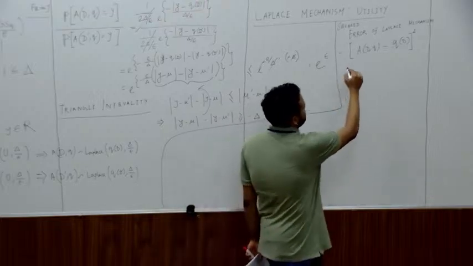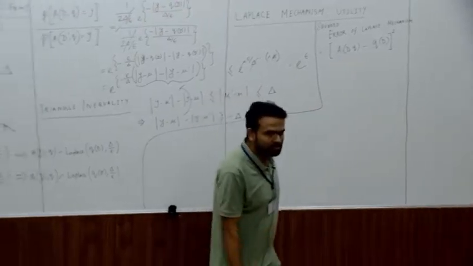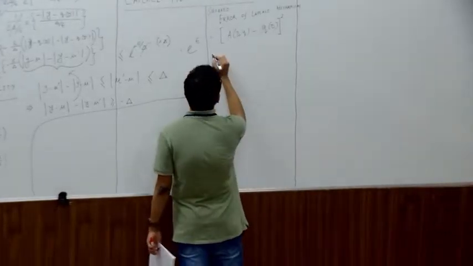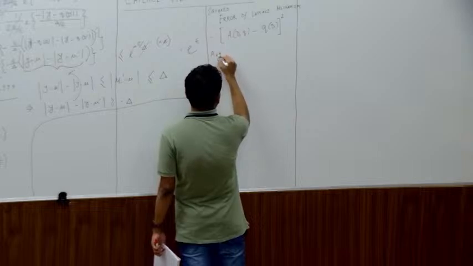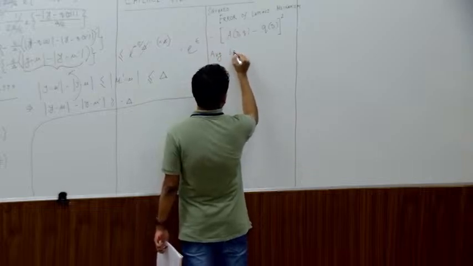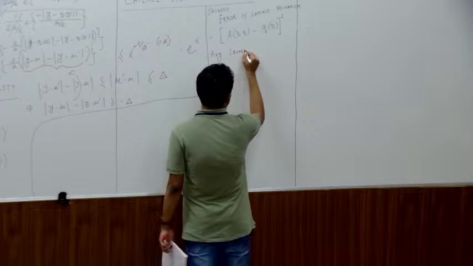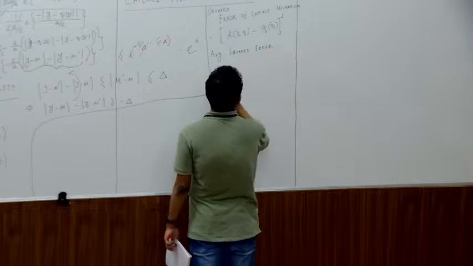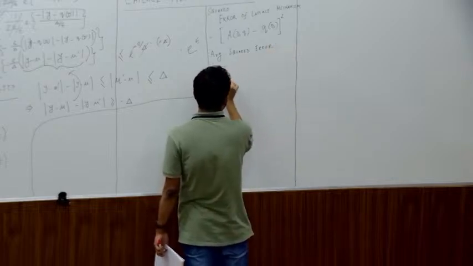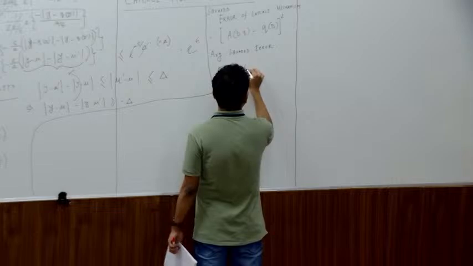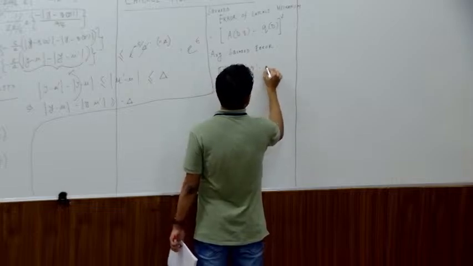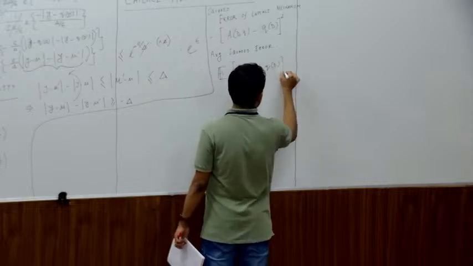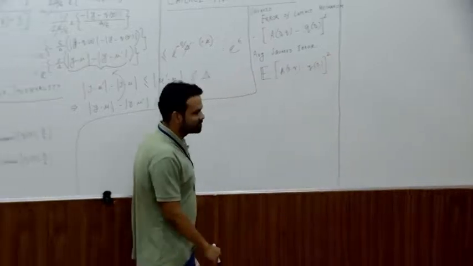So note that A(D,Q) is a random variable, right? It is a Laplace distributed random variable. So we need to take an expectation. So the average squared error is the expectation of this quantity, A(D,Q) minus Q(D) whole square. Okay? This is the average squared error.